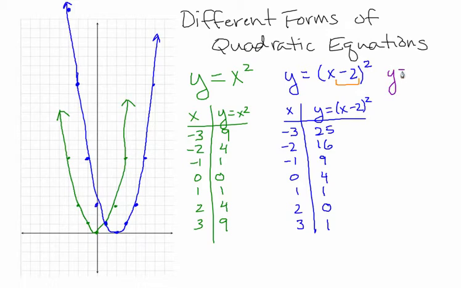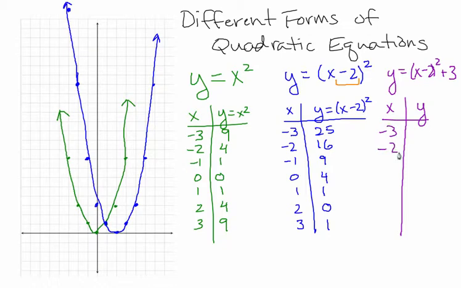Let's take a look at a third example where we add something else to this equation. Let's try y equals x minus 2 squared plus 3. We're going to add 3 outside of those parentheses that are being squared. So we'll do the same thing. We'll draw another table, and we're going to use the same points: -3, -2, -1, 0, 1, 2, 3.